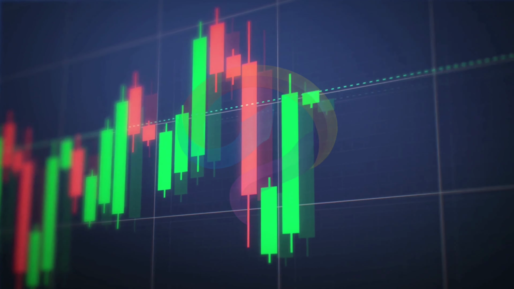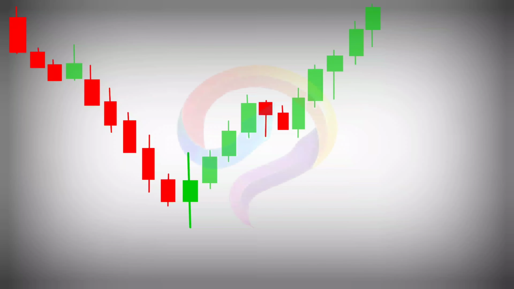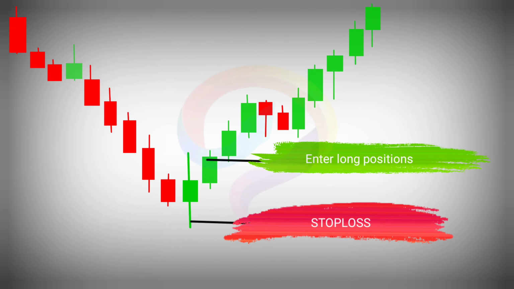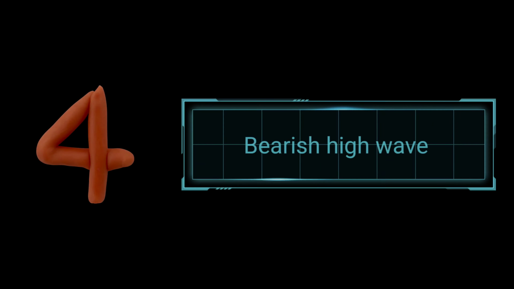Traders look for a bullish high wave pattern when the market is in a downtrend. The pattern signifies that the sellers have exhausted their supply and buyers are taking control of the market. When a bullish high wave pattern is confirmed, traders enter a long position, anticipating a potential trend reversal.